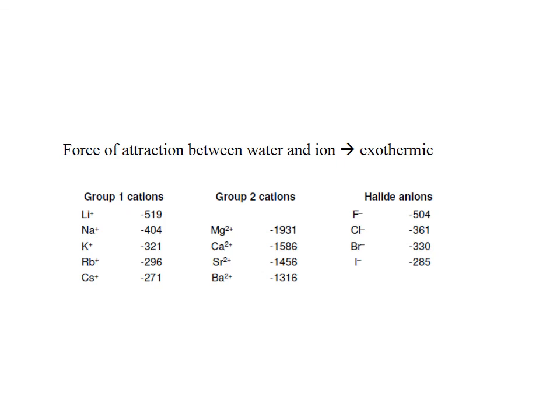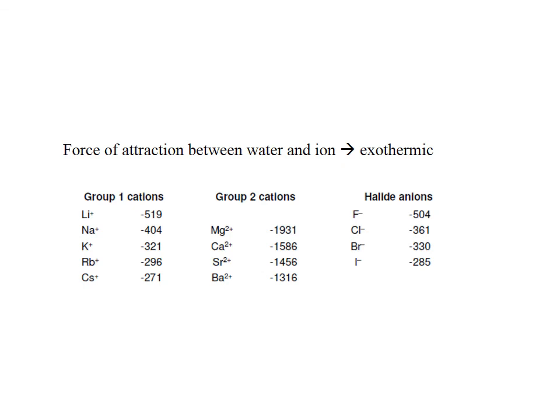trends. So the value is less exothermic as groups descend. As you can see, lithium has a much higher value than cesium. Why? Think of radius. Your ionic radius is increasing. There's going to be less effective nuclear attraction of that atom to the water.